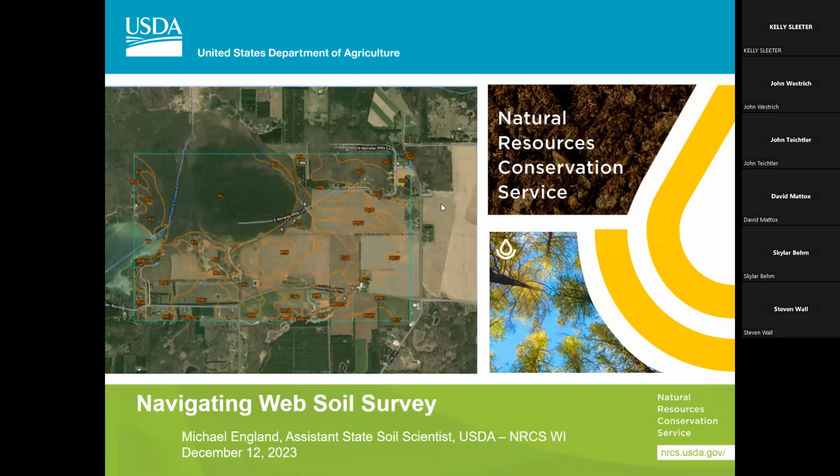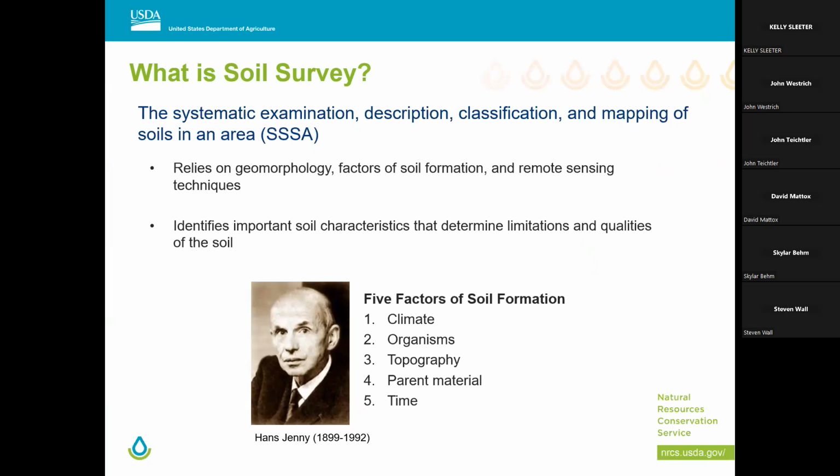Okay, so navigating Web Soil Survey. Again, my name is Mike England, Assistant State Soil Scientist for NRCS Wisconsin. I recently took on this position last February after spending more than 15 years on the soil survey side of things with NRCS. What is soil survey?